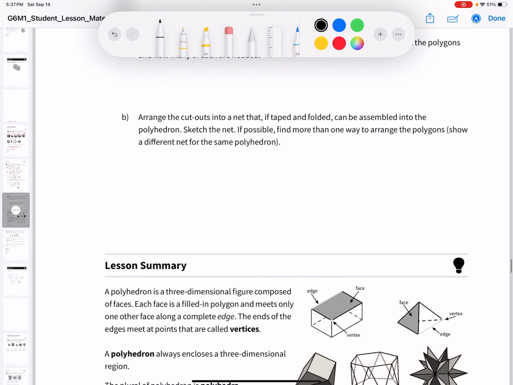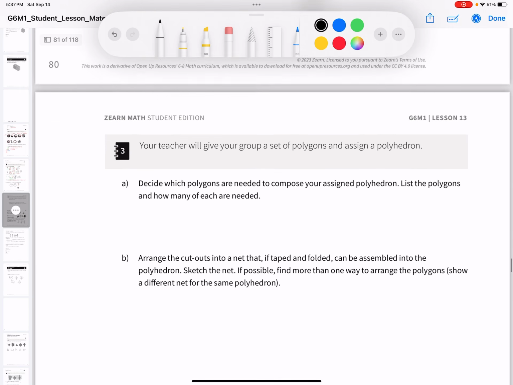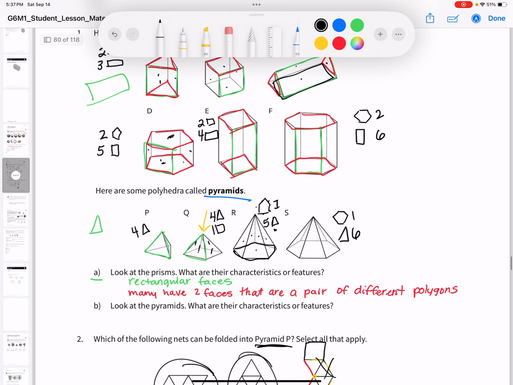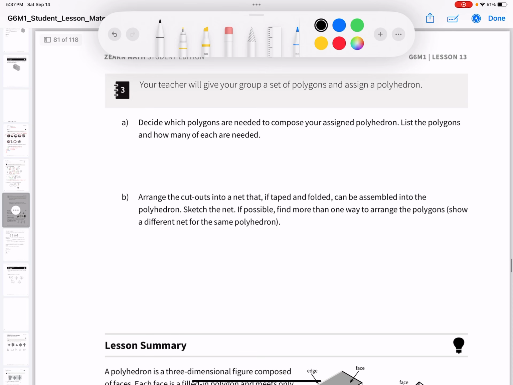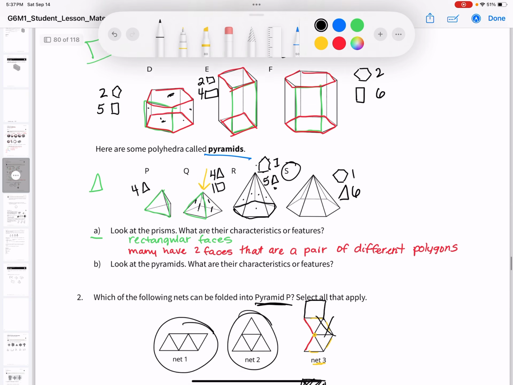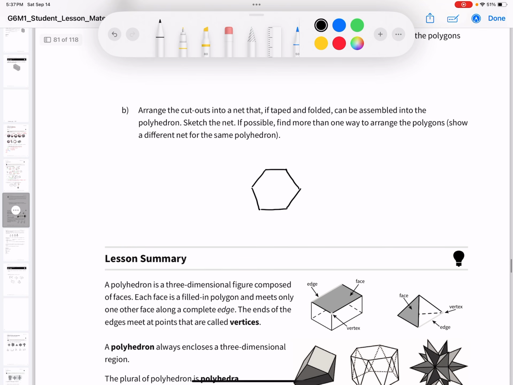All right, so we're going to choose one of the polyhedrons up here. So I'm going to choose S. So that is an octagonal pyramid, right? So if I were going to cut it out into a net, it would look like this. I would have this octagon here, right? Because I only need one octagon, and then I need 6 triangles. So then it would look like this.